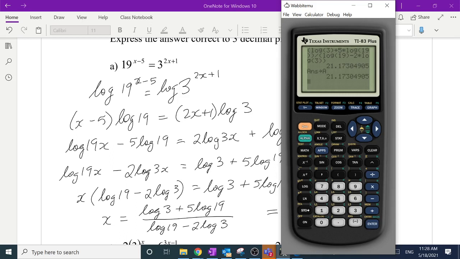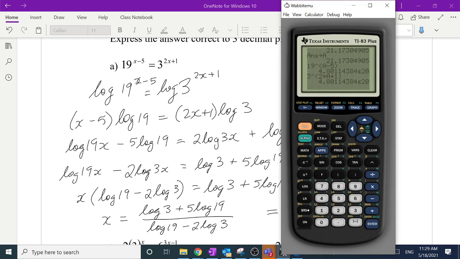So when I go second function recall memory A, it's going to say, oh yeah, it's that 21.173. So now I'm going to say, okay, 19 to the power of, open a bracket, memory A minus 5, close brackets, equals 4.8 and change. Remember that number. 3 to the power of, open a bracket, 2 times that A number again, plus 1, close my bracket. Ta-da, the two sides are the same.